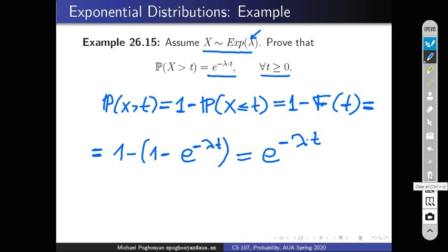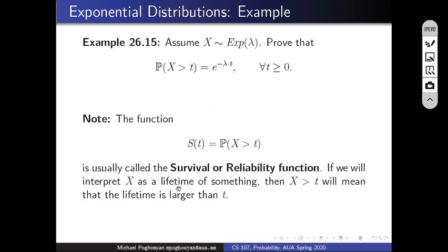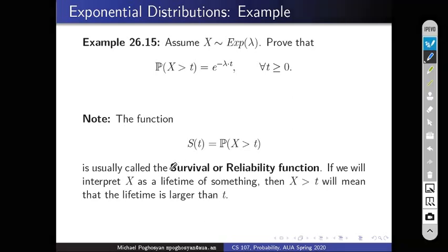Okay. So why am I giving this example? Because this gives an important notion. This function, as a function of t, is usually called the survival function. So this probability that x will be larger than t is called the survival or reliability function. Survival in actuarial insurance science, reliability in quality control science. So why is this important?